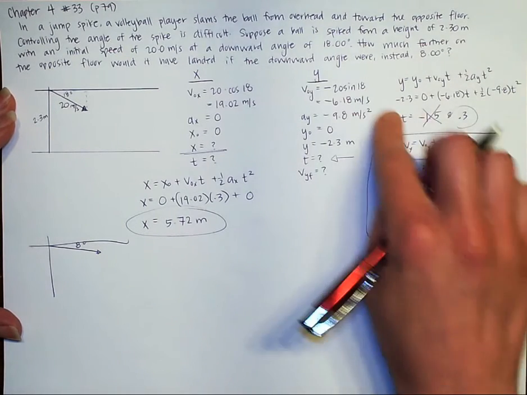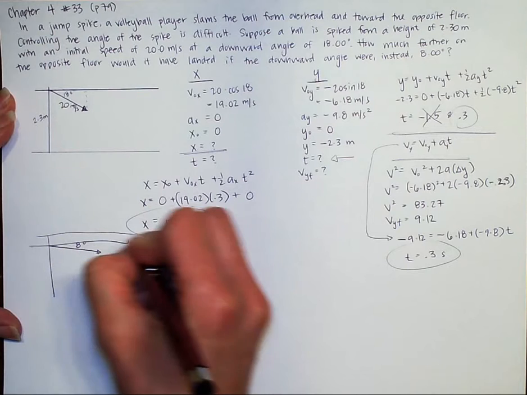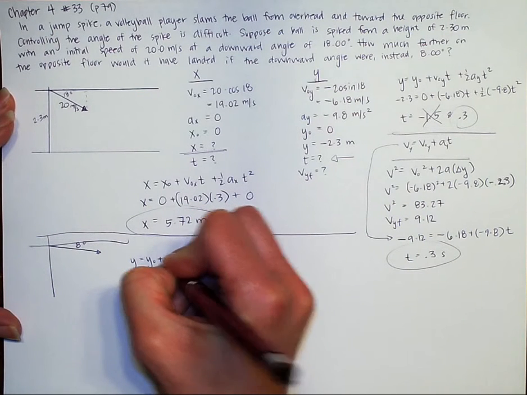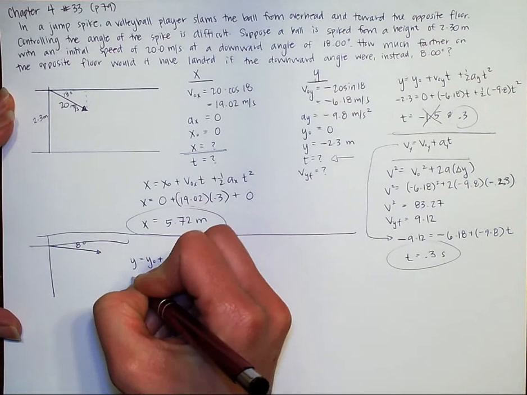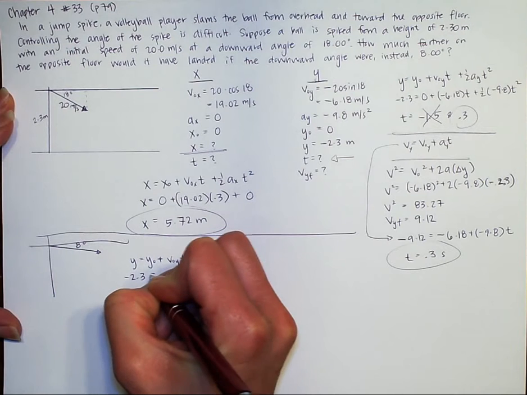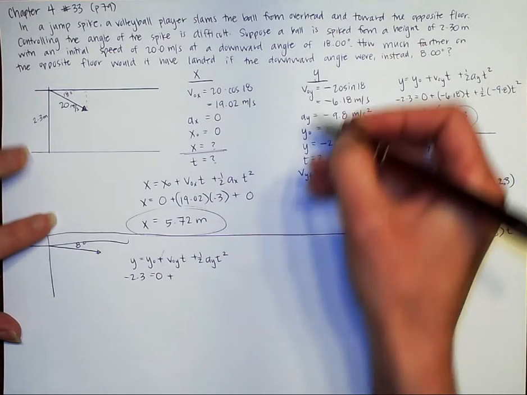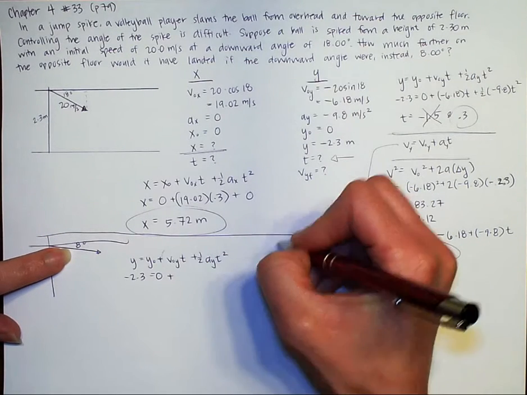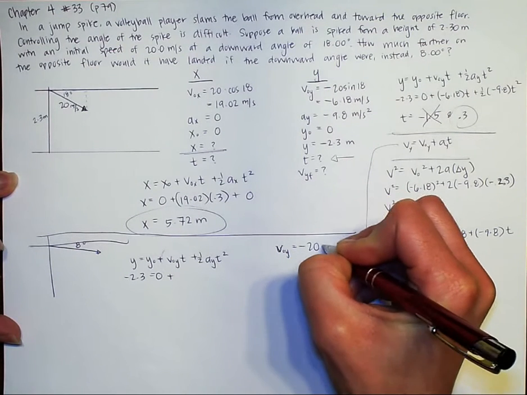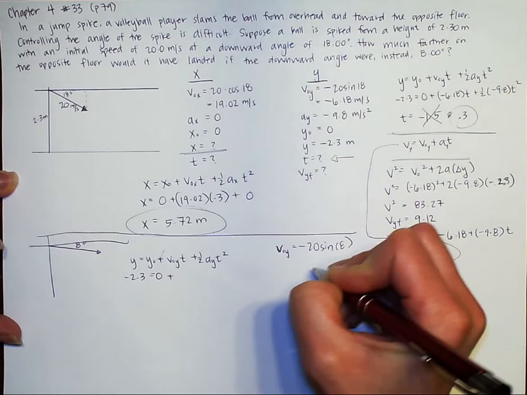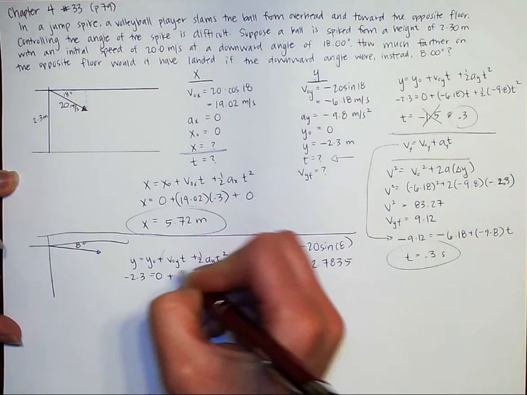And so this time I'm going to use our quicker process to get our time. And so we'll have, I'll draw a line here, y equals y naught plus v naught y t plus 1/2 a y t squared. So we have negative 2.3 equals 0 plus, oh, and of course here we need to have our information in the y direction with our new information. So v naught y equals negative 20 sine 8, which equals negative 2.7835.